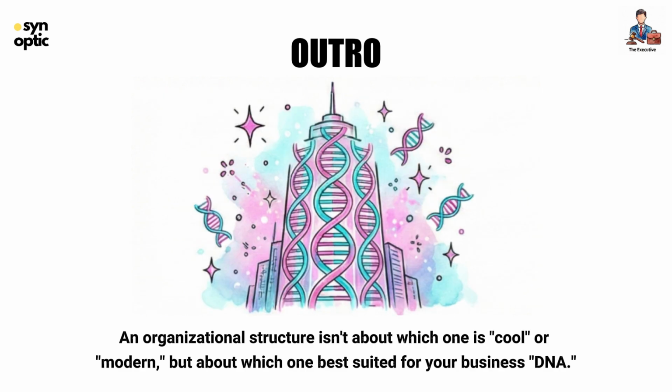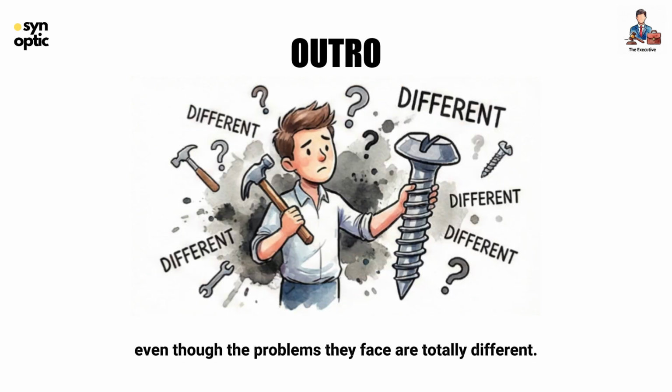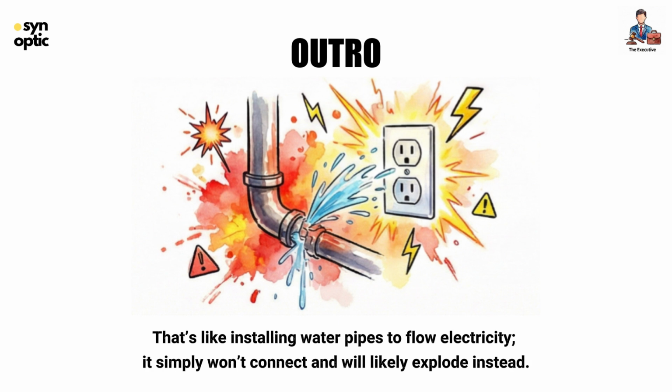An organizational structure isn't about which one is cool or modern, but about which one is best suited for your business DNA. The mistake of many leaders is trying to copy the structures of other companies, like mimicking the style of Spotify or Google teams, even though the problems they face are totally different. That's like installing water pipes to flow electricity. It simply won't connect and will likely explode instead.